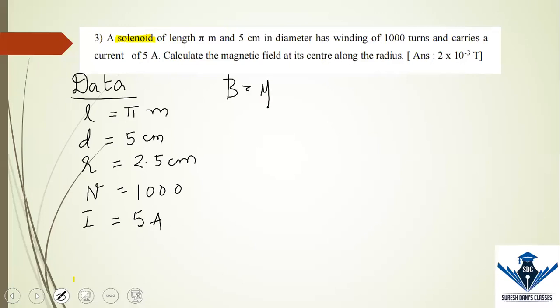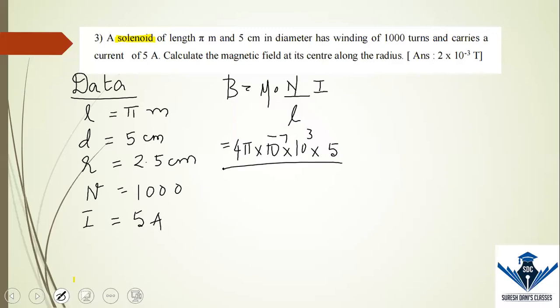So I can see that everyone is getting the answer. Okay, so all of you are getting it. That's good. N upon L times of I, 4 pi into 10 to the power minus 7 into 10 to the power 3 into the current is 5 upon the length of this entire thing is pi. So if you cancel this, it's coming to 20 into 10 to the power minus 4, and that means it is 2. You could say millitesla also, but 2 into 10 raised to minus 3 Tesla would be the standard way to write it. So this is the final answer.